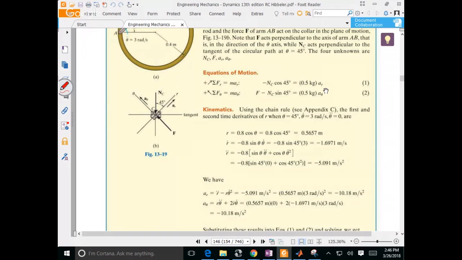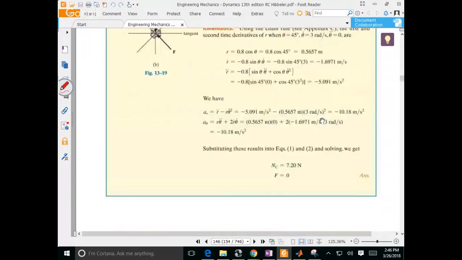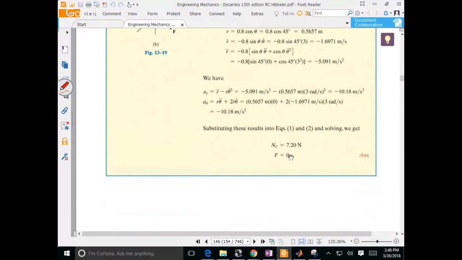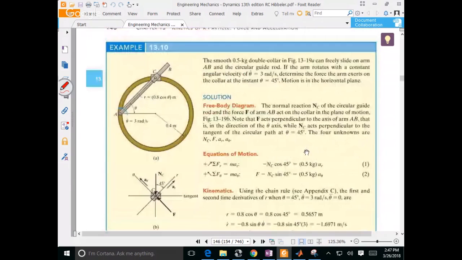And that's it. Now, some of them will twist your head a little bit. Look at that. He says the normal force is 7.2 newtons. The F is nothing. So where's his F? Oh, here's his F. So at that particular instance, it's nothing.